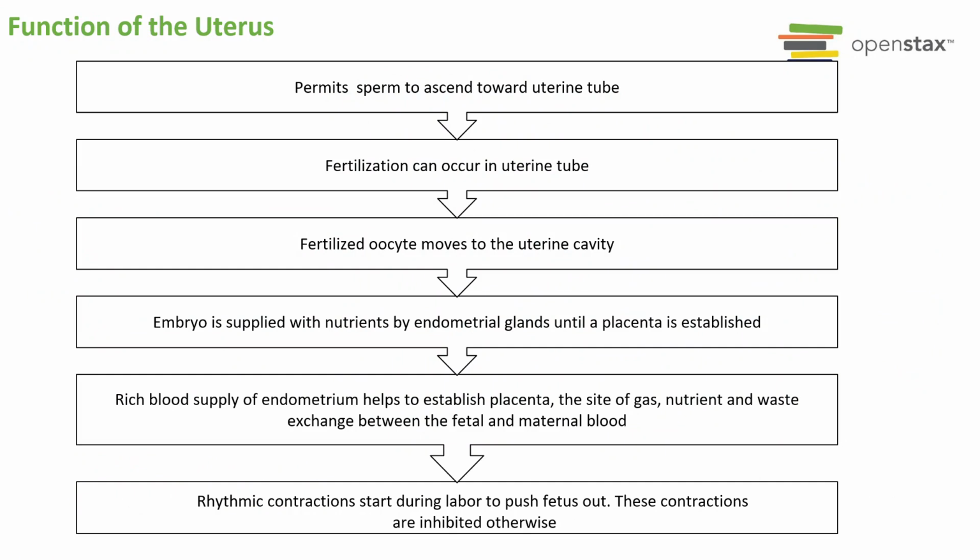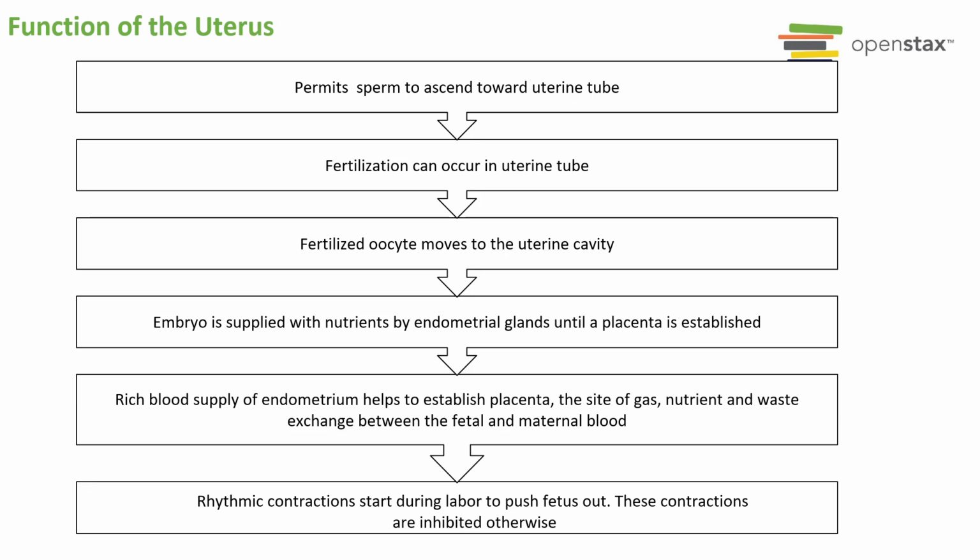On this next slide, it highlights the function of the uterus. So as we've been talking about in this lecture series this week, fertilization occurs with the combination of a male and female gamete. For this to occur, sperm must ascend towards the uterine tube via ejaculation during sexual reproduction.